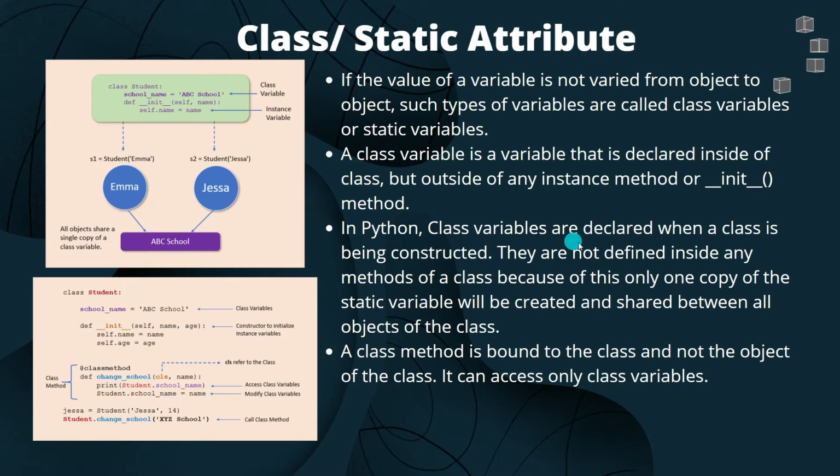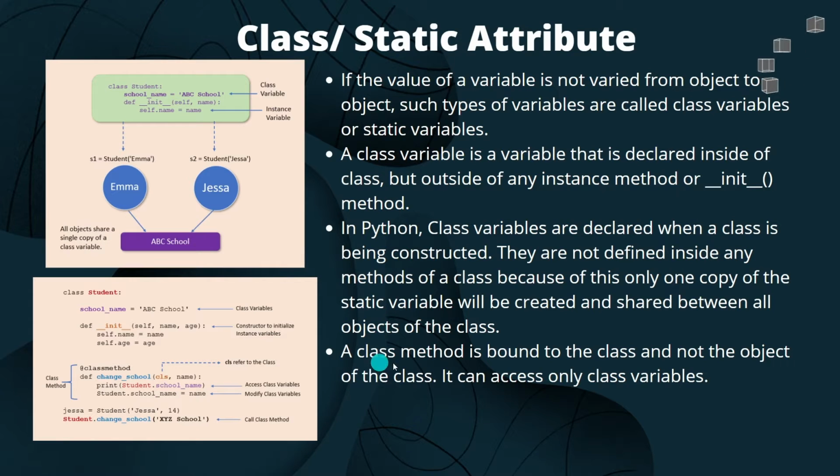In Python, class variables are declared when a class is being constructed. They are not defined inside any method of a class. Because of this, only one copy of static variable will be created and shared between all the objects of a class. So you can clearly see here we have one object S1, we have second object S2, but for both of these objects we have only one shared memory of this particular variable, which is a class variable. You can clearly see here all objects share a single copy of a class variable.